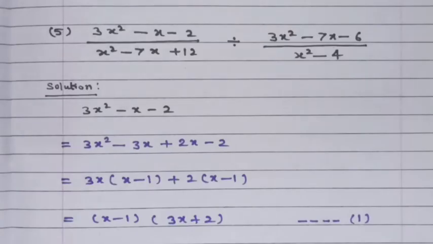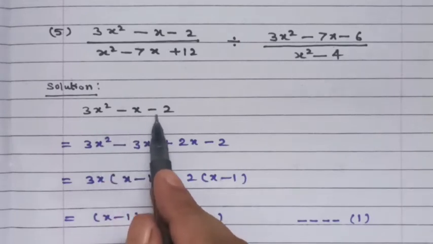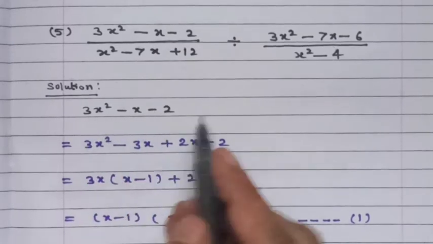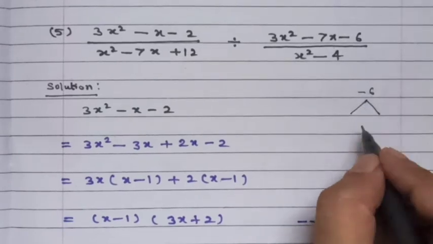Fifth question: 3x square minus x minus 2 upon x square minus 7x plus 12, divided by 3x square minus 7x minus 6 upon x square minus 4. Here I'll try to find out the factors of all the 4 algebraic expressions. So I'll see here 3x square minus x minus 2. It is not monic, so 3 gets multiplied with 2, which is 6, with minus sign, so negative 6. I'll get 2 factors, 3 and 2, whose difference is 1.